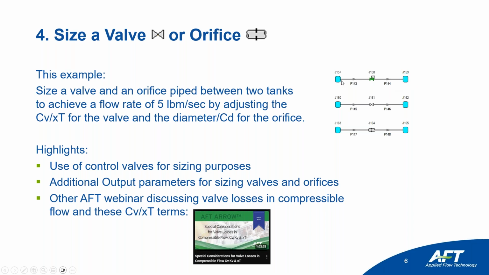We are now flowing steam. So these are going to be high pressure, high temperature steam going to slightly lower pressure steam. And we want to control the flow in these to 5 pounds per second. And after that, we're going to try to adjust the CV and XT of a valve and the diameter and CD of an orifice in order to achieve that exact same flow rate. So this is how we would go about sizing something like this in our software.